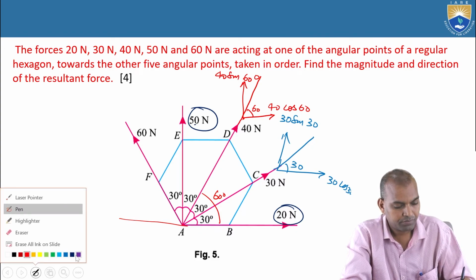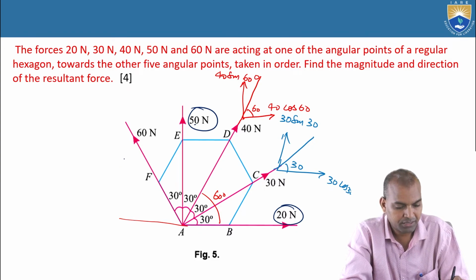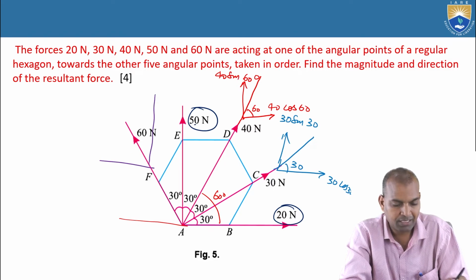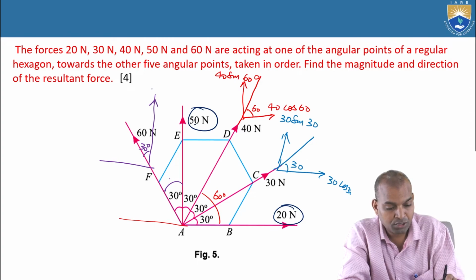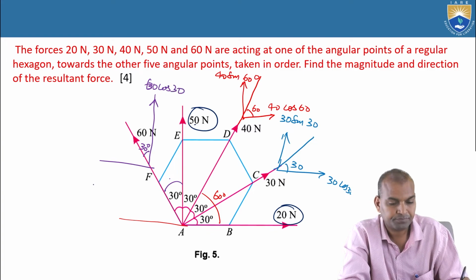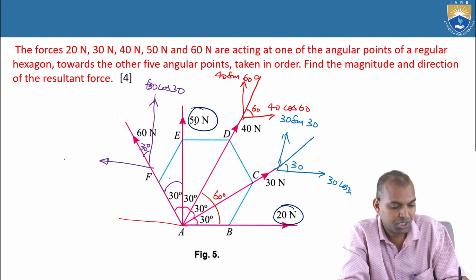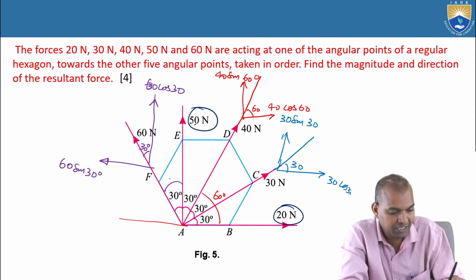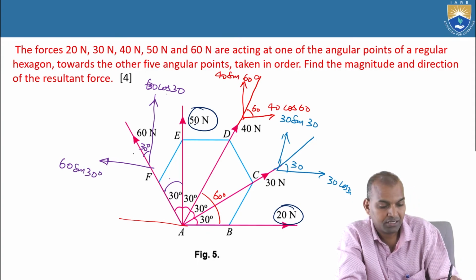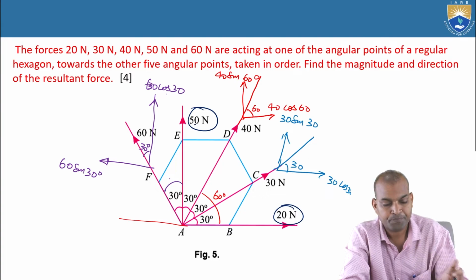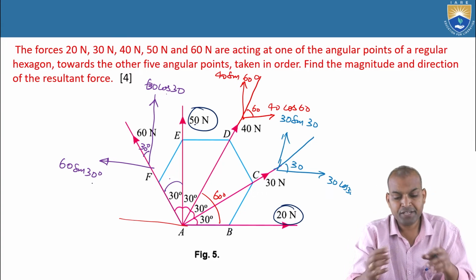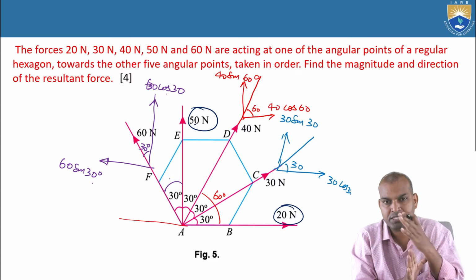The next force, what is there here? Draw horizontal and vertical lines, parallel to x and parallel to y. Whatever the angle it is making, 30 degrees, this becomes the horizontal component. The horizontal component for 60 is 60 cos 30 and the vertical becomes 60 sin 30. Now we resolve the horizontal and vertical when the force components are making some inclination with some angles.